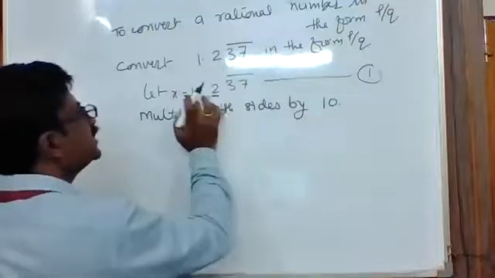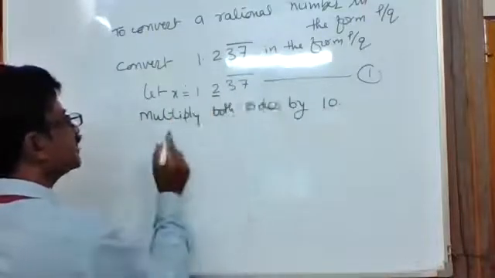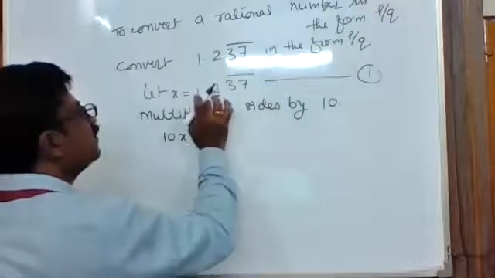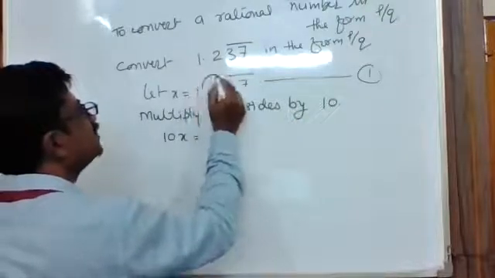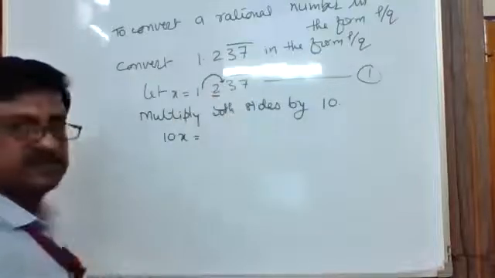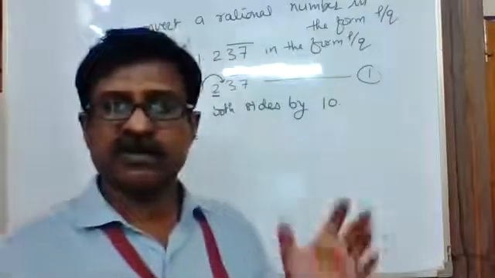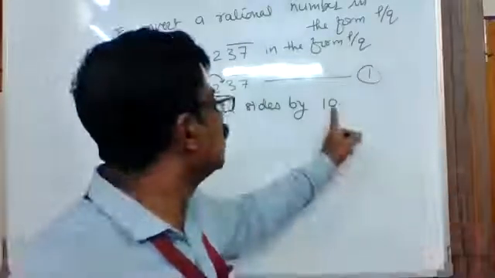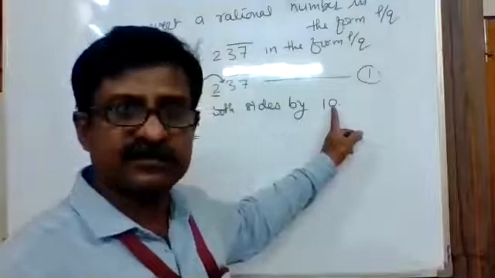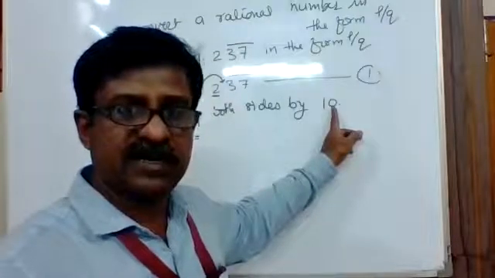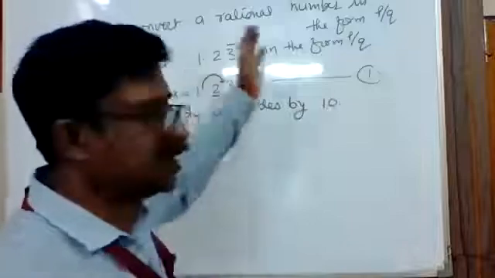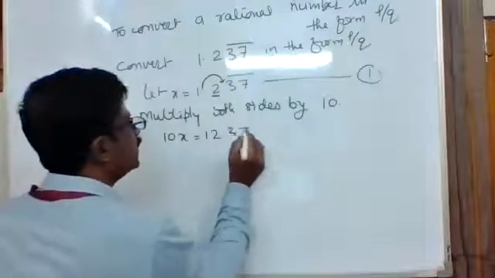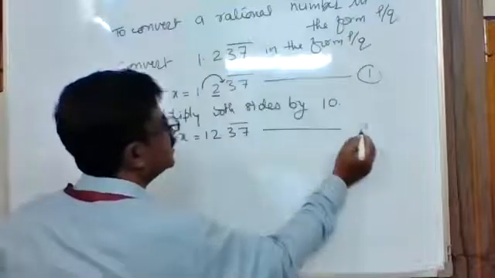Now, when you multiply by 10, x becomes 10x. And when you multiply 10 with 1.237, the point will shift one place to the right, because we are multiplying by only one zero. Since we are multiplying by 10, the point shifts one place to our right and it becomes 12.37 bar. Give it as the second equation.